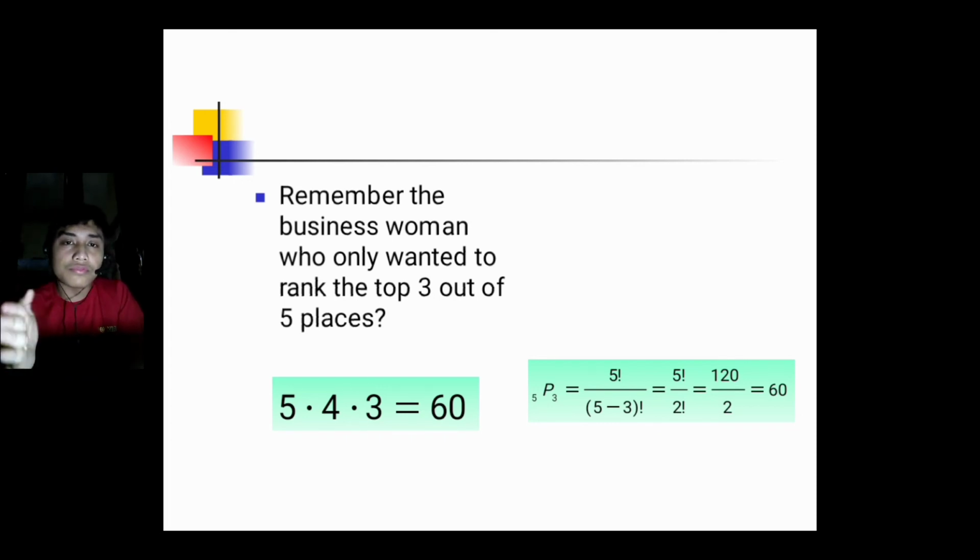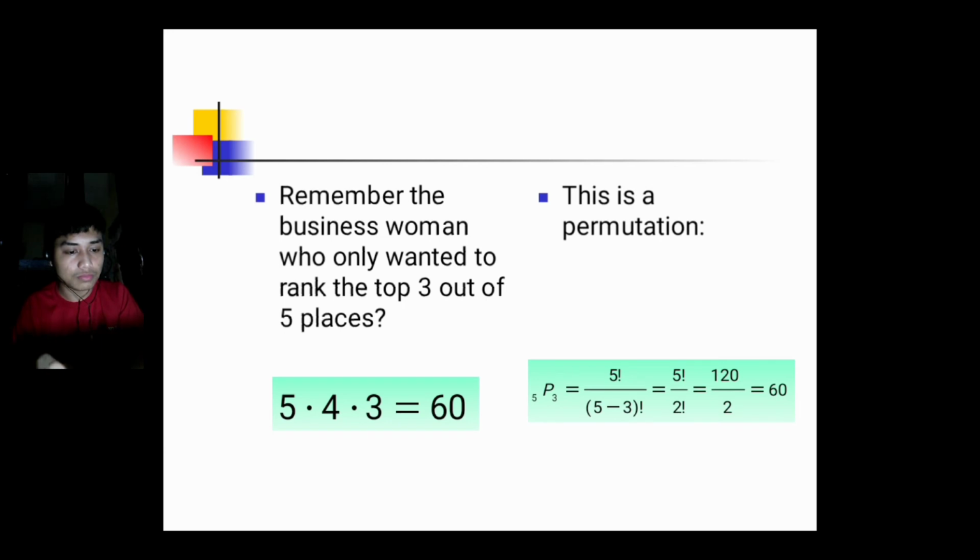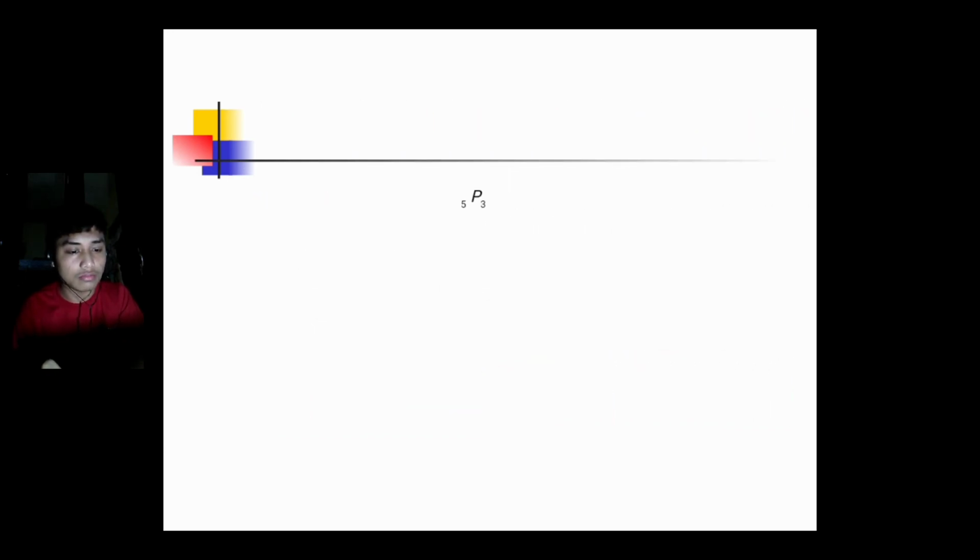So we have 5 factorial divided by 2 factorial, is equal to 120 divided by 2. So we have 5 times 4 times 3 times 2 times 1 is equal to 120. Then 2 times 1 is equal to 2. So 120 divided by 2 is equal to 60. No? This is a permutation.